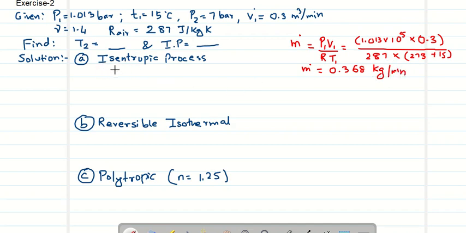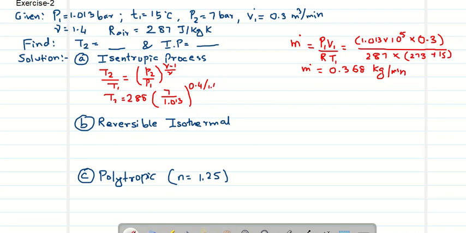Now, how to find the temperature T2 in isentropic process? T2 over T1 equal to P2 over P1 power gamma minus 1 over gamma. So T2 will be equal to 288 multiply by 7 divided by 1.013 to the power of 0.4 over 1.4. This will give you temperature T2 as 500.3 Kelvin.